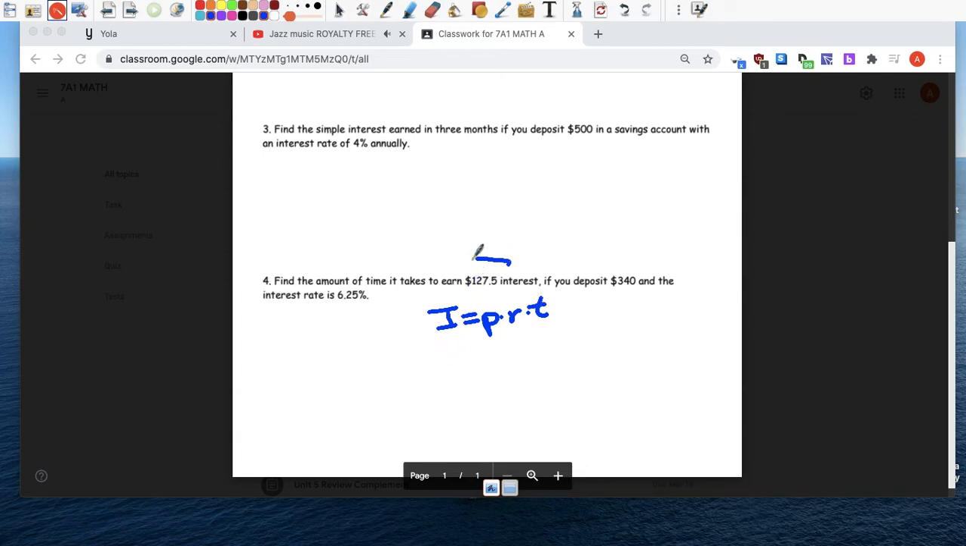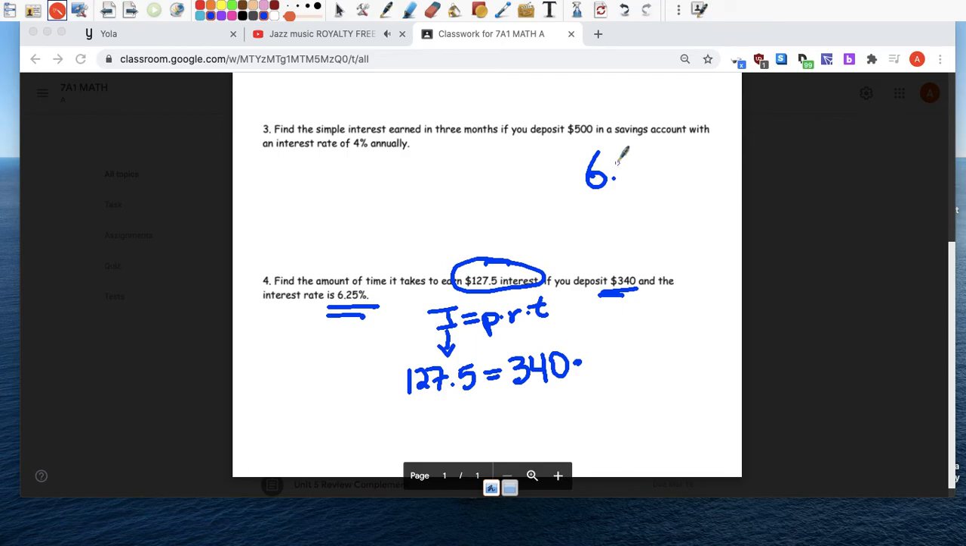So the interest here is 127.5. Careful. The principal, how much did you deposit in the beginning? ¿Cuánto depositaste en principio? 340. What was the interest rate? The interest rate was 6.25%.